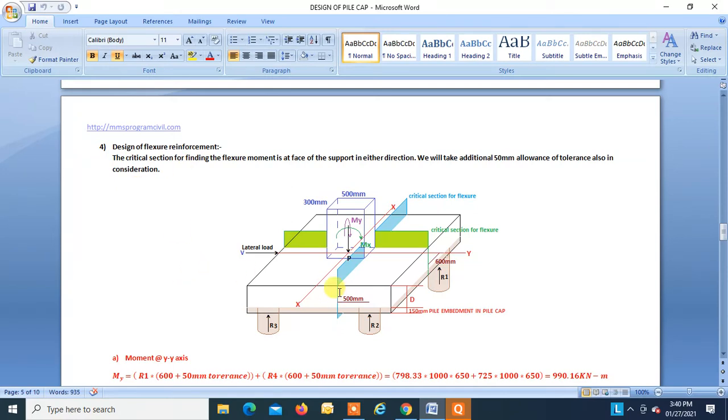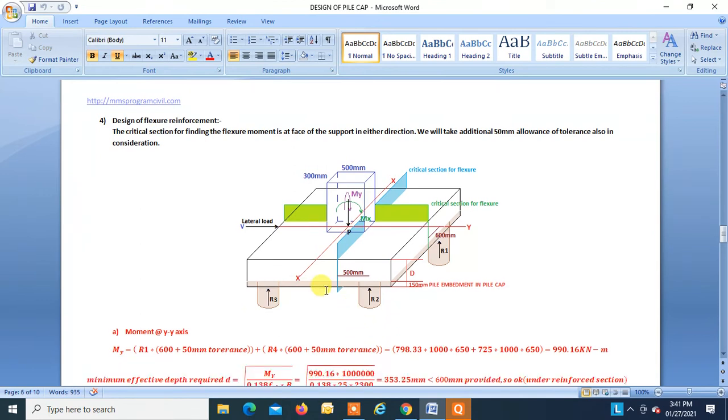That means in the practical field, in the drawing we know that the distance between the two piles is 1500, but when executed actually on site, there are chances that this distance may not be maintained exactly. So for that we take a 50 allowance of tolerance, so that we will consider in finding the moment. The critical section for finding the moment is at the face of the support. So we are taking this face and this face, right?